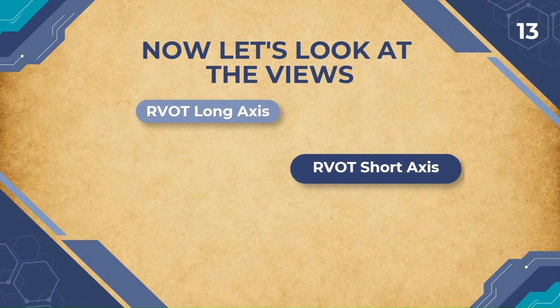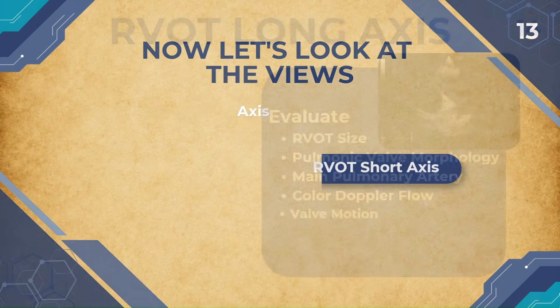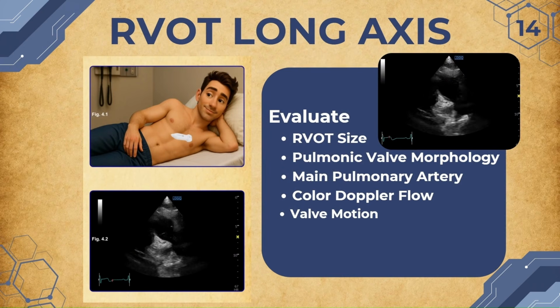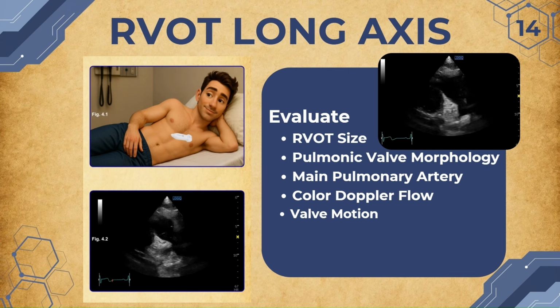Now that we've discussed Doppler measurements, let's discuss the views that make those measurements possible: the RVOT long axis view and the RVOT short axis view. The first view we'll cover is the RVOT long axis view. Up to this point, we've focused on the information the RVOT can provide. Now let's take a step back and discuss the view that makes many of those measurements possible. This is the RVOT long axis view.